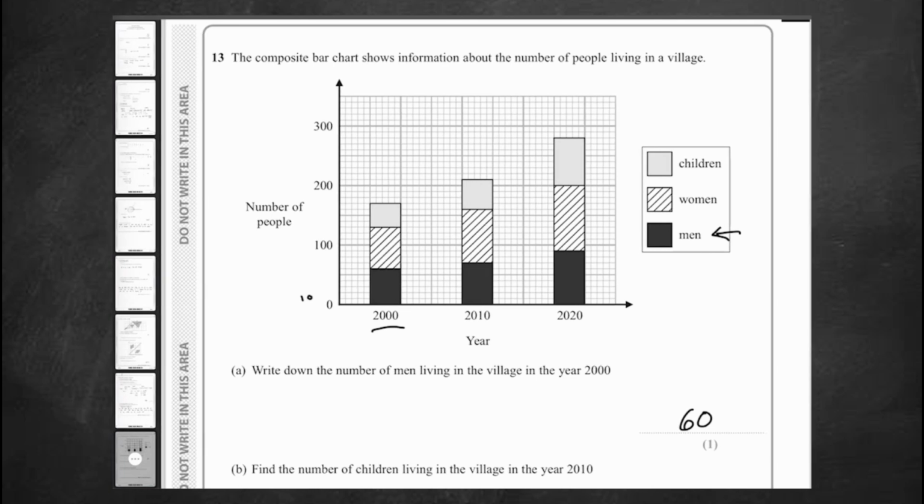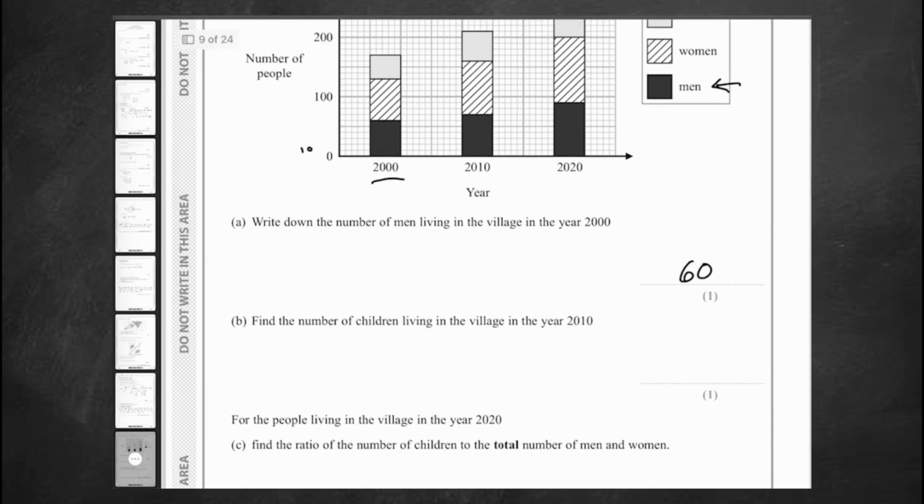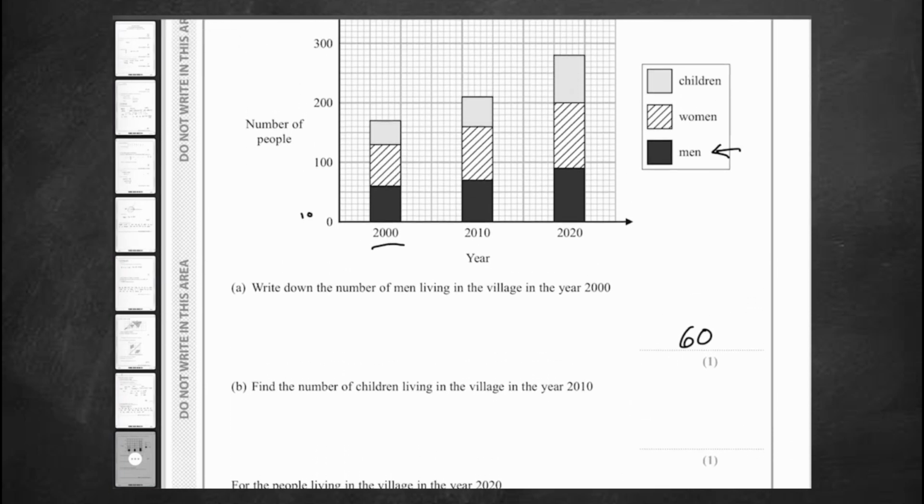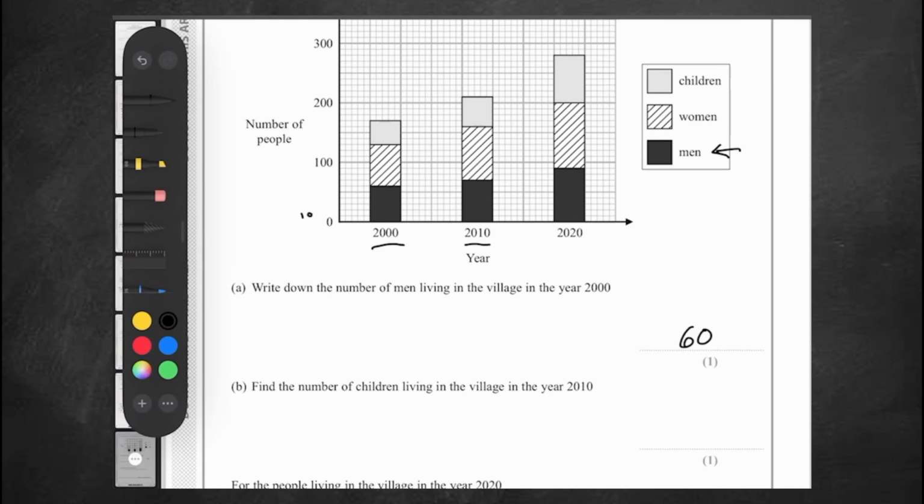Part B. Find the number of children living in the village in the year 2010. So the year 2010, children are represented by the grey square. And we're going to start up here. So we're going to have that's 160 up to 210. So that is 50.